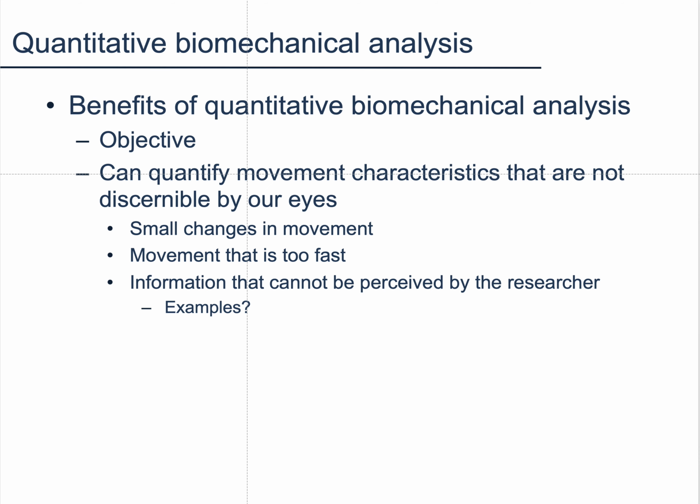The benefit of using numbers to describe kinematics and kinetics is that it allows us to be objective in our analysis. The quantitative analysis also allows us to evaluate subtle changes in motion, movements that occur too fast to see with our eyes, or capturing information that cannot be seen or perceived by the researcher, such as the force experienced by the jumper upon landing and forces produced by the muscle.